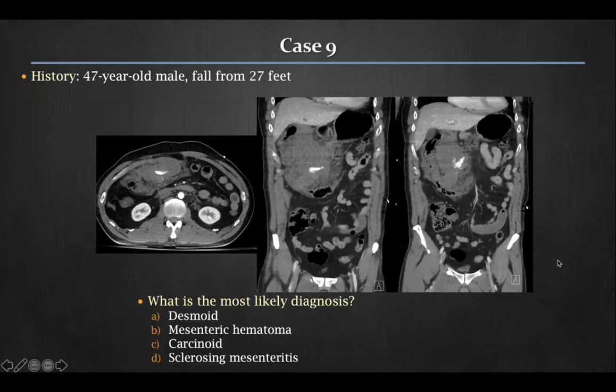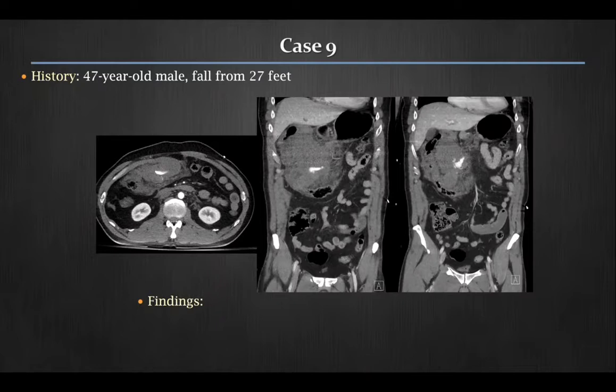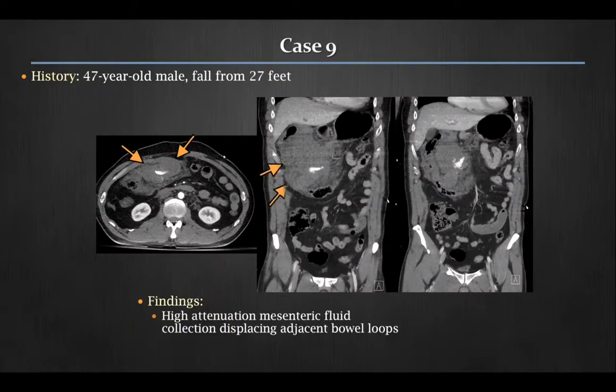All right, the next patient is a 47-year-old male who fell from 27 feet. So the findings for him are a high attenuation fluid collection in the mesentery, which displaces the adjacent bowel loops. And within the center of the collection, the key finding is that you have this area of high attenuation that mirrors the aortic blood pool, consistent with active extravasation or active bleeding.